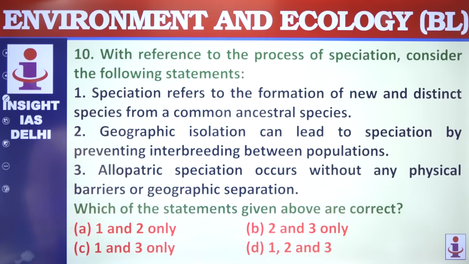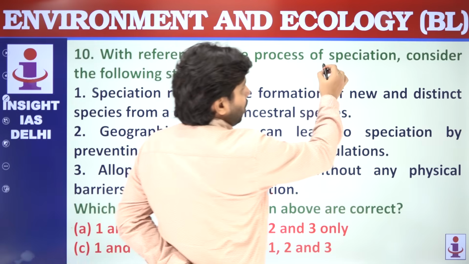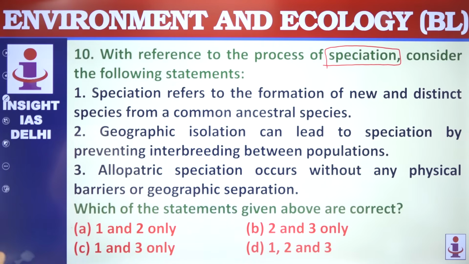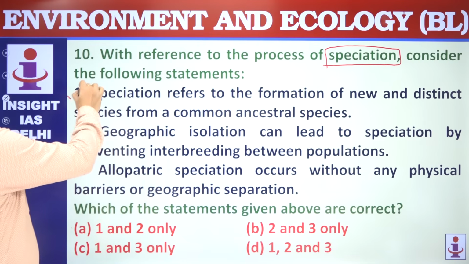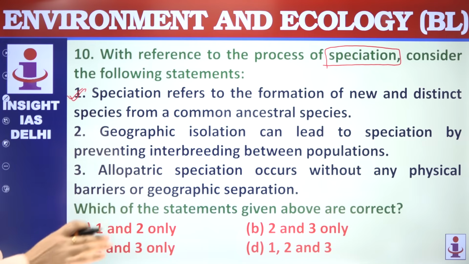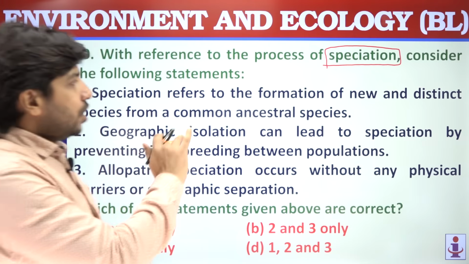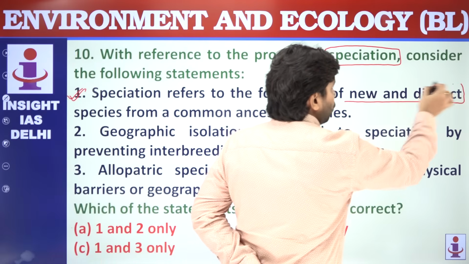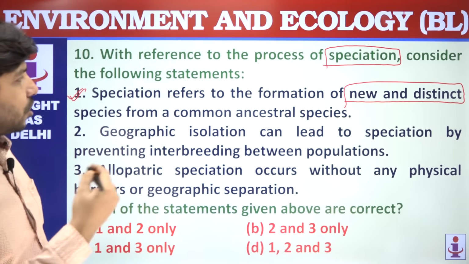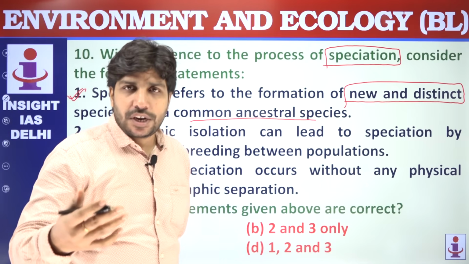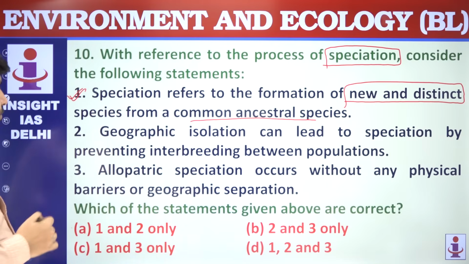Then we have this question regarding speciation. Another important term, speciation. So with the time, different kinds of species evolve. So that is called speciation. Refers to the formation of new and distinct species from a common ancestral species. Very good, very simple definition of speciation. This is the definition of speciation. If new and distinct species are getting evolved from a common ancestral species because of various reasons, that is called speciation.